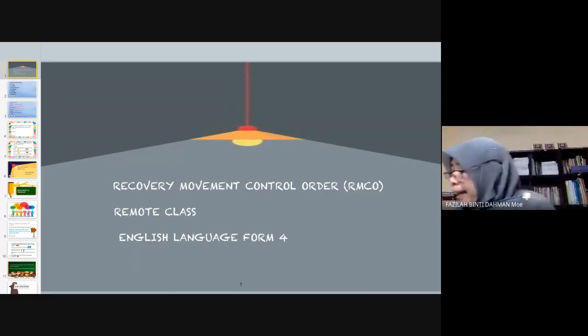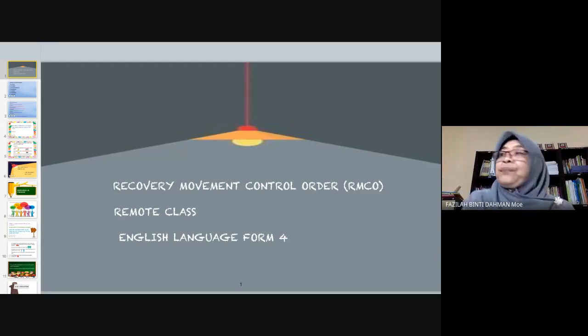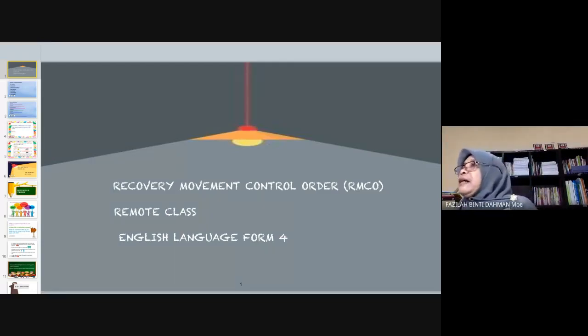Now can you see the exercise at the bottom of the notes there? Complete the correct future form of the verbs in brackets. 1, 2, 3, 4, 5, 6, 7, 8.